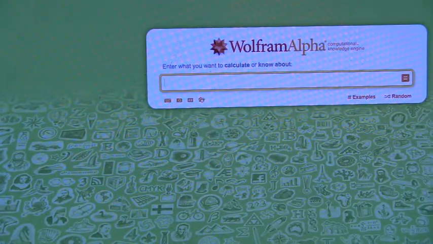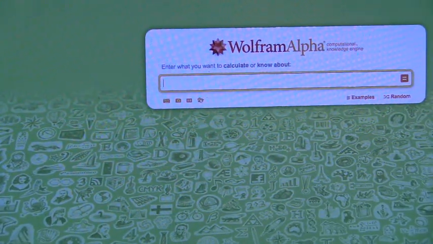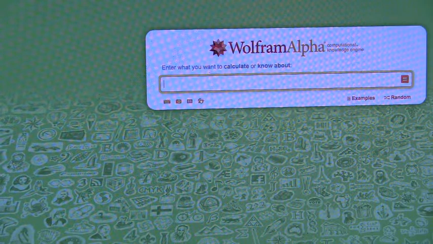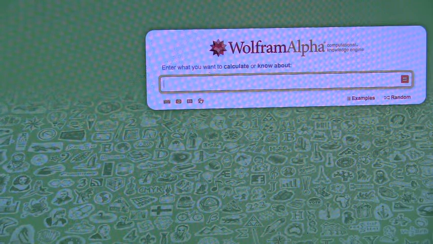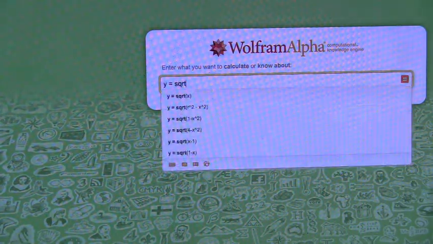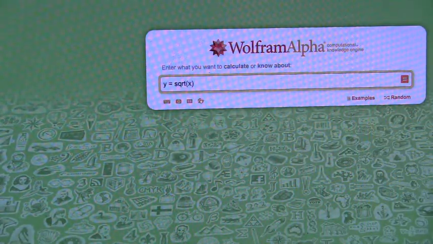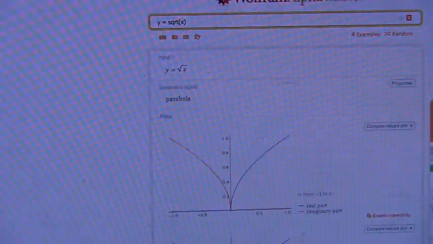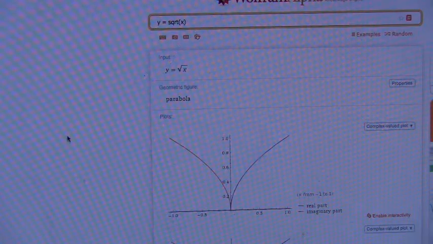Okay, so here we are at Wolfram Alpha. We're just going to put in, actually, now that I realize what we're doing, I'm not sure I know how to do it. I'm just going to put y equals square root of x in and see what it does. Maybe we get a graph. We did get a graph.